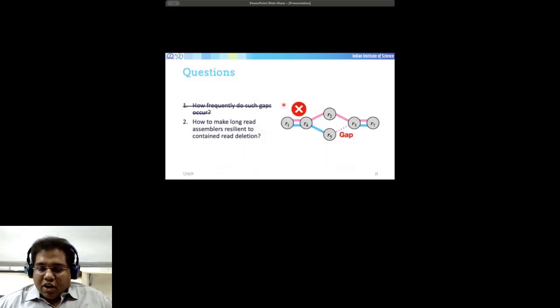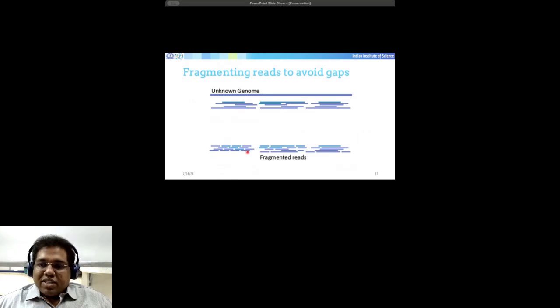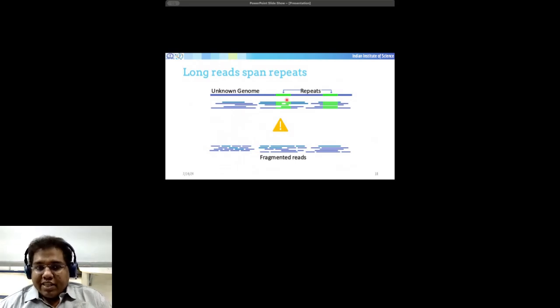So we've answered our first question: how frequently do gaps occur? So how do we solve our assembly problem? If all reads were of the same length, then this problem would not occur, so we could just fragment all reads into equal sized pieces. But this would ignore the possibility that there are repetitive regions in the genome, which long reads are very good at spanning. Assemblers find it easier to assemble regions containing repeats if there exist reads which span the entire repetitive region.